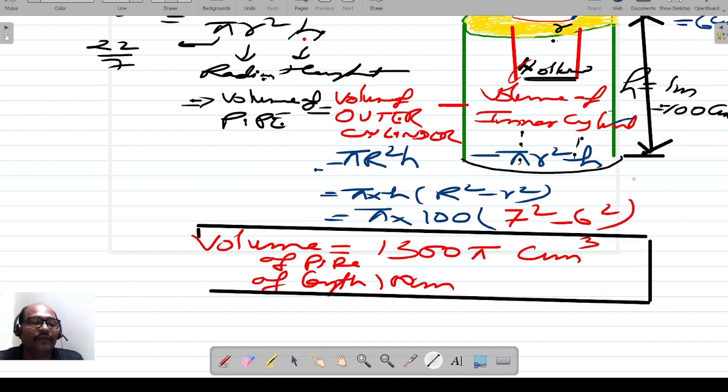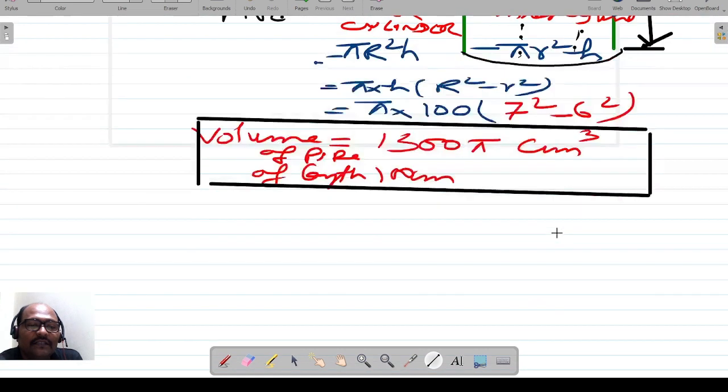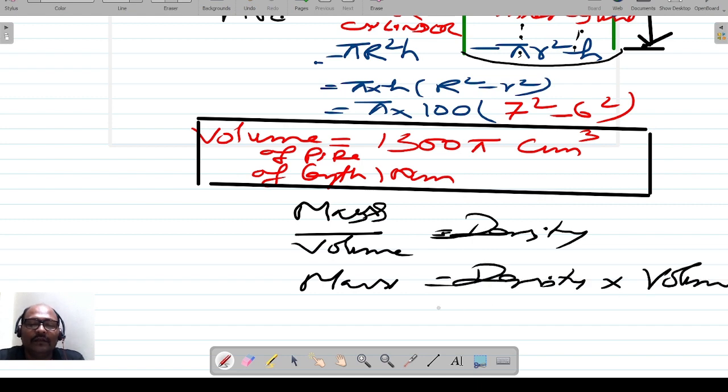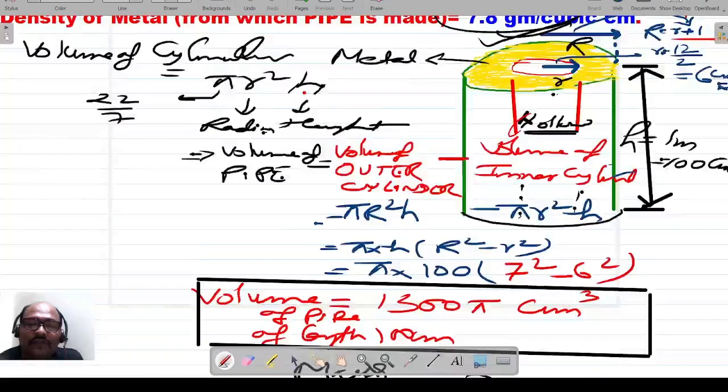But we need to identify the weight. Okay, so how we'll find the weight? Let us find out. Mass per unit volume is density, and here density is given 7.8 gram per cubic centimeter. You know that mass by volume is density. Mass and weight are same here. So mass will be equal to density into volume. Okay, so what is the density? We'll take from here. Density is 7.8 gram per cubic centimeter.